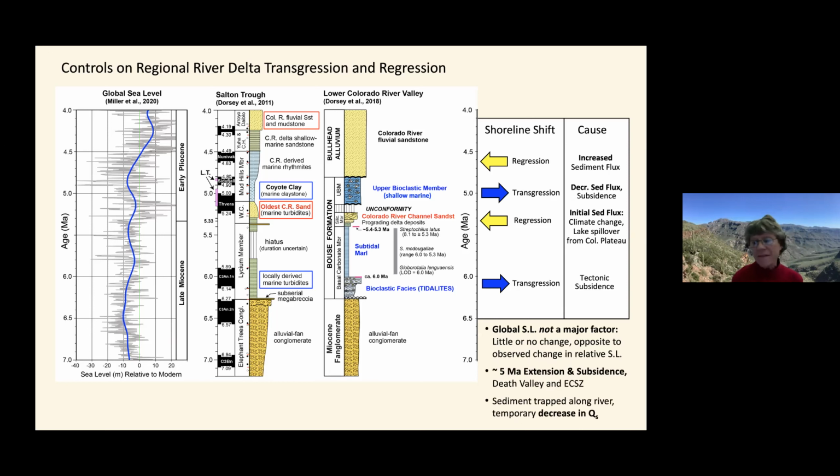But what we do have is a published record of a significant pulse of extension and subsidence in the Death Valley area in the Eastern California shear zone right at about 5 million years ago. Now, the dates are not super precise, but they line up sufficiently well that we think this is a plausible mechanism that could explain trapping of sediment along the river corridor, which was bounded by faults during that time, and could cause a significant decrease in the sediment discharge to result in that unexpected transgression of the delta back up into the river valley.